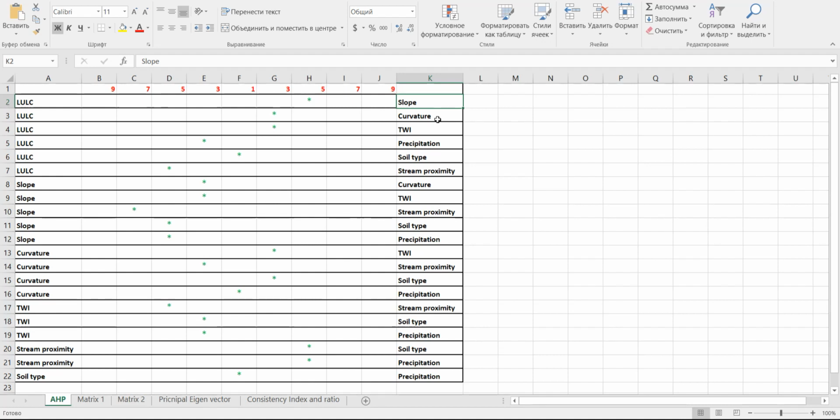First of all, water erosion. Comparing land use, land cover with curvature, I think that curvature has a higher impact compared to land use, land cover, but less than slope. Here I assigned 3. The same concerns topographic wetness index. I think that it's more important compared to land use class.